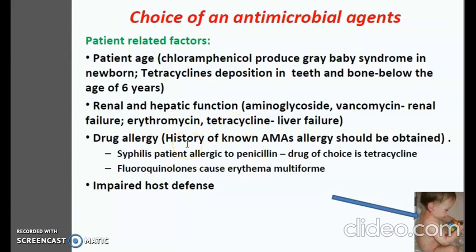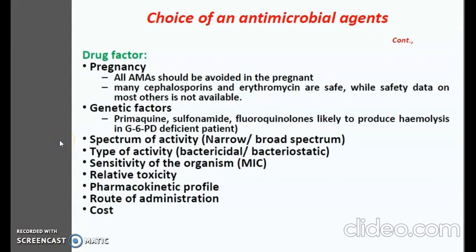Also, the history of known antimicrobial allergy should be obtained, that is, if the person is allergic to some of the drugs. For example, a syphilis patient who is allergic to penicillin can use tetracycline as a drug of choice. Fluoroquinolones sometimes cause erythema in some patients. The other factor is impaired host defense, that is, if the person is immunocompromised due to other diseases. And the drug factors include whether the patient is pregnant.